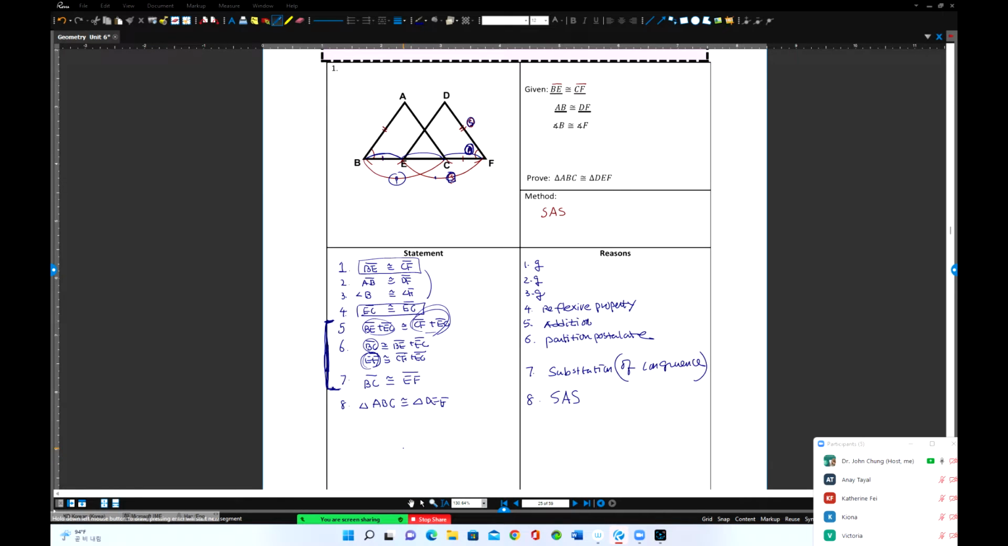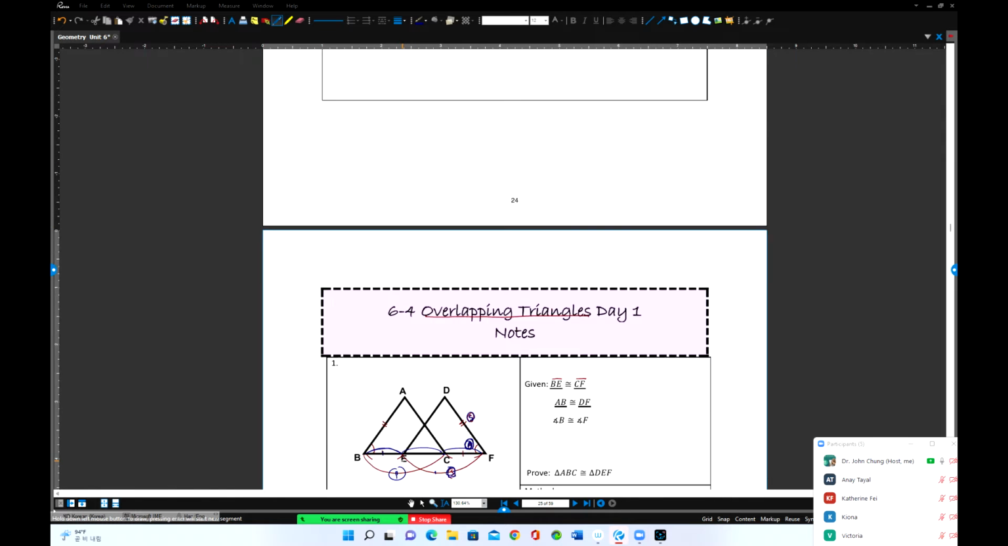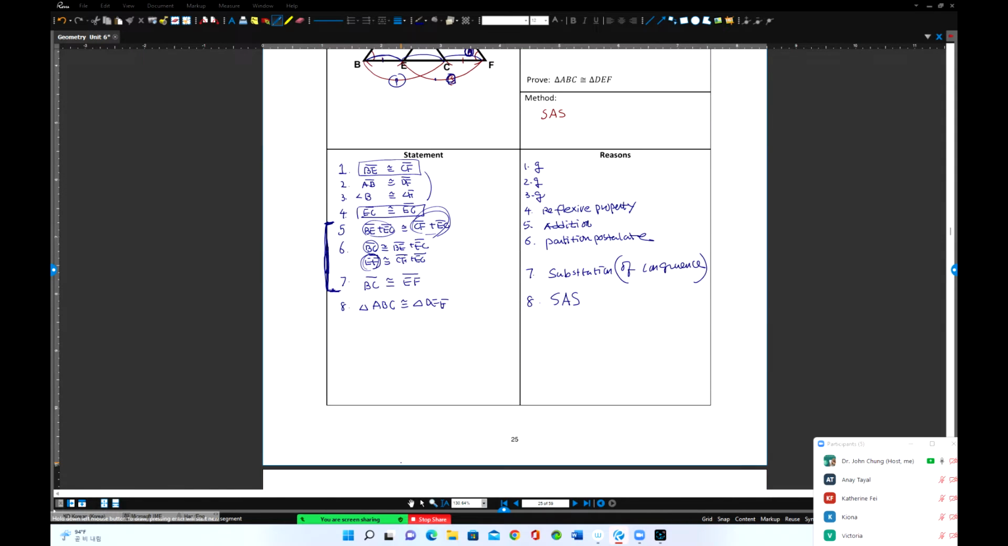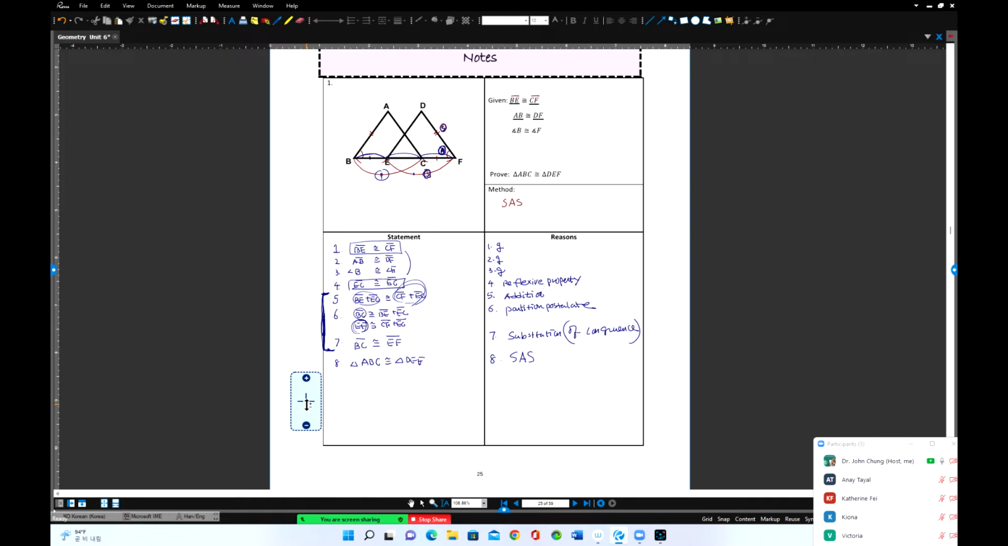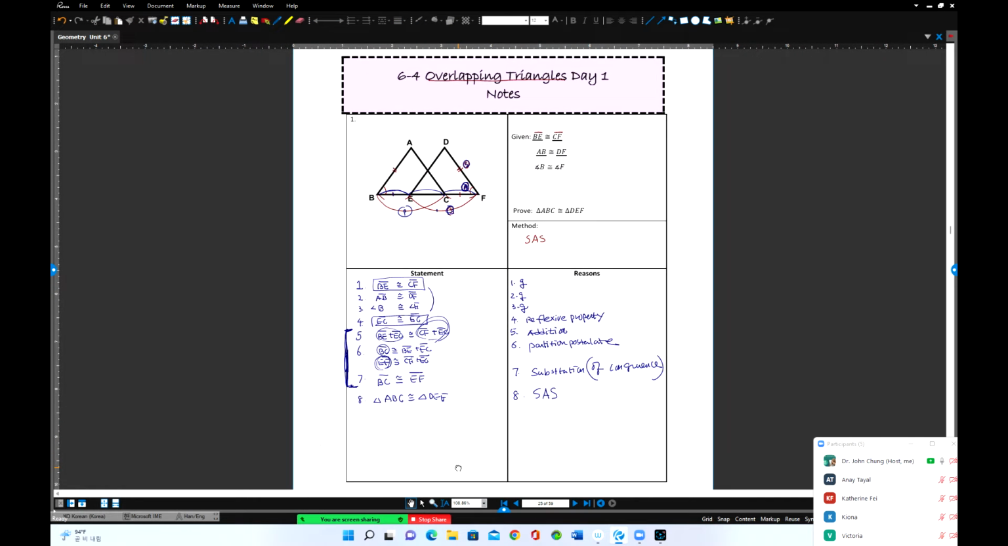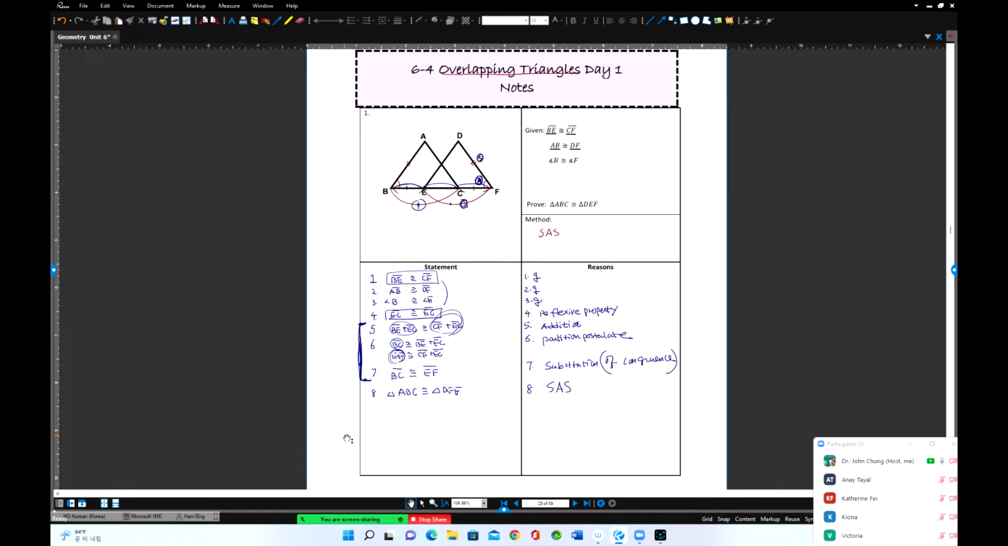Okay, screw up here. This is nothing. Okay, make small. That is better. This is page 25, okay? Any questions on here?